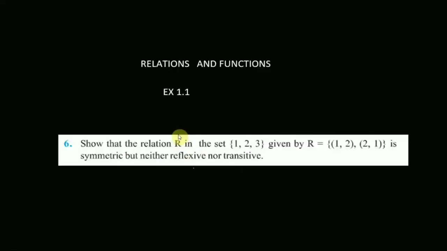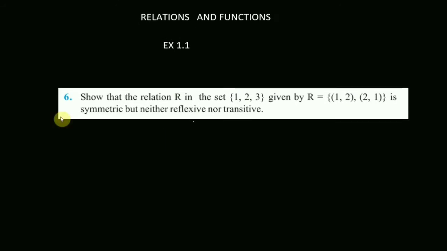Hello students, today we'll do exercise 1.1, question number 6. Show that the relation R in the set {1, 2, 3} given by R = {(1, 2), (2, 1)} is symmetric but neither reflexive nor transitive.